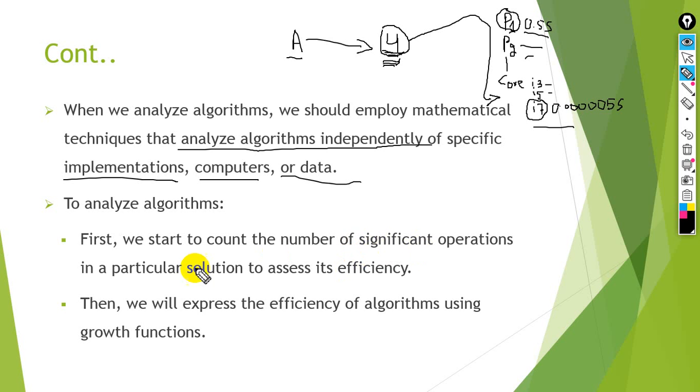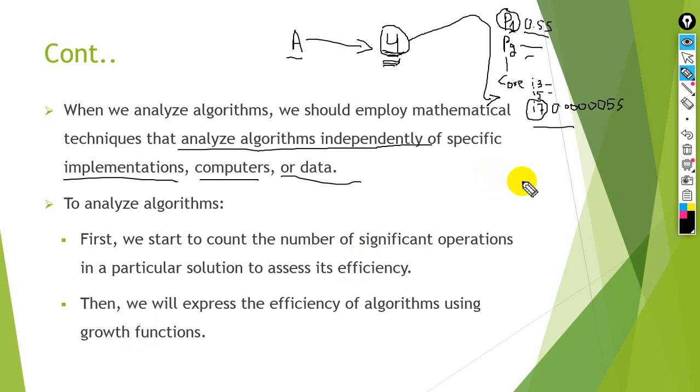Next, to analyze an algorithm, we first start to count the number of significant operations in a particular solution to assess its efficiency. Then we will express the efficiency of the algorithm using growth functions. So what does it mean? It means that whenever we analyze an algorithm, we have to count the steps, how many steps there are and how many times they execute.